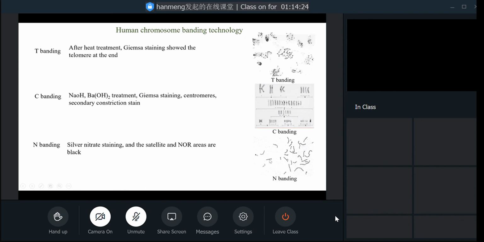So here you have 1, 2, 3, 4, 5, 6. So only very few chromosomes can be dyed with the N band.